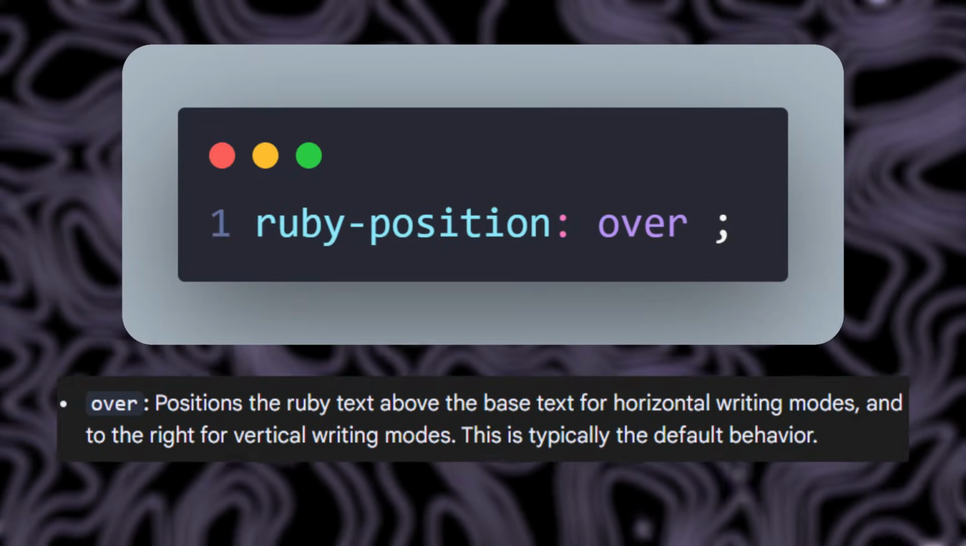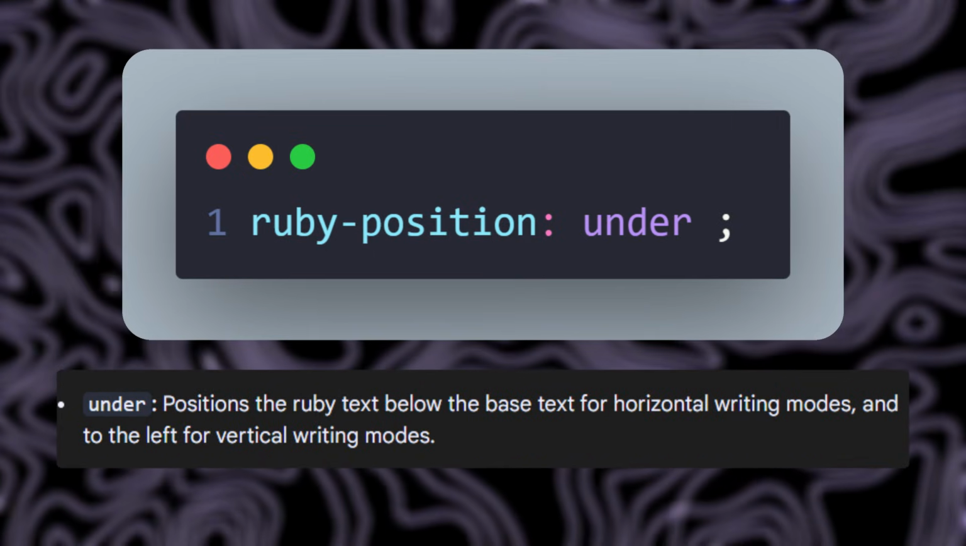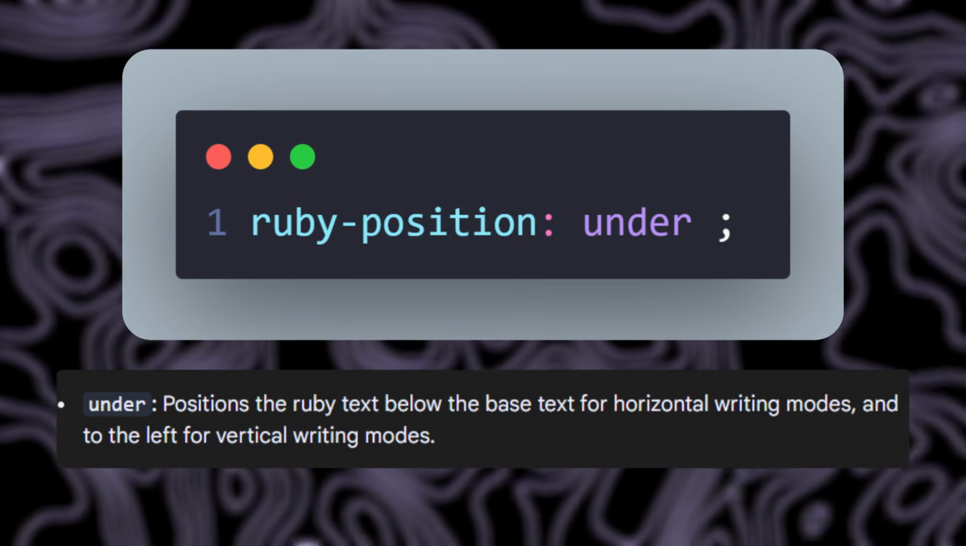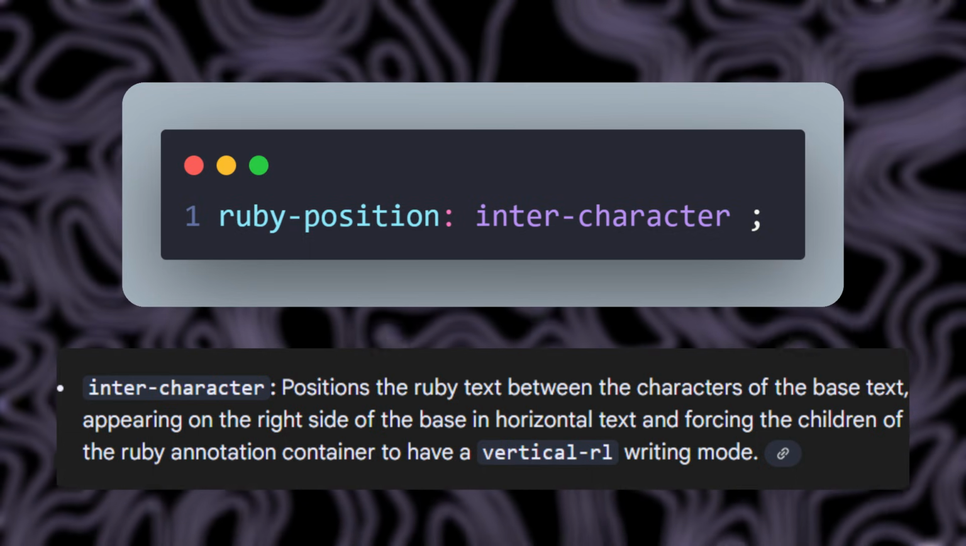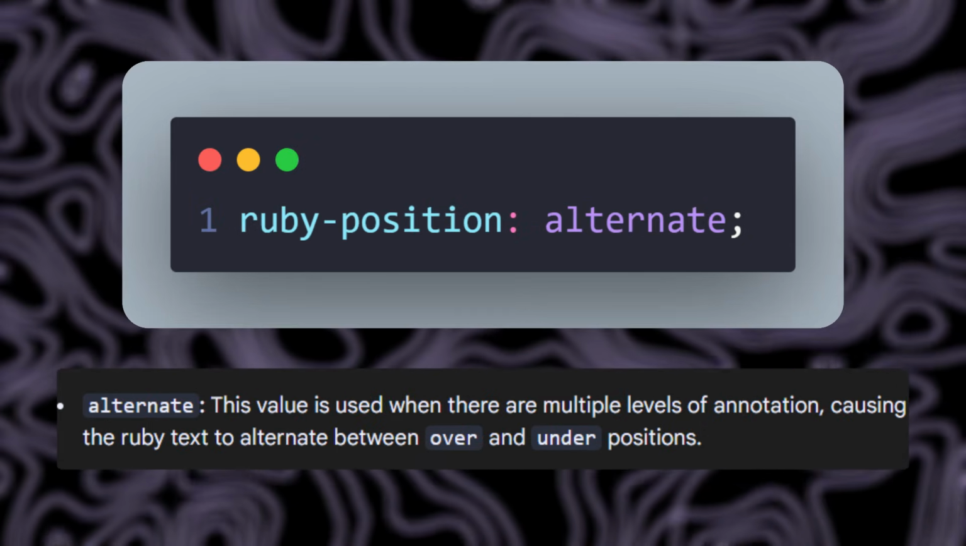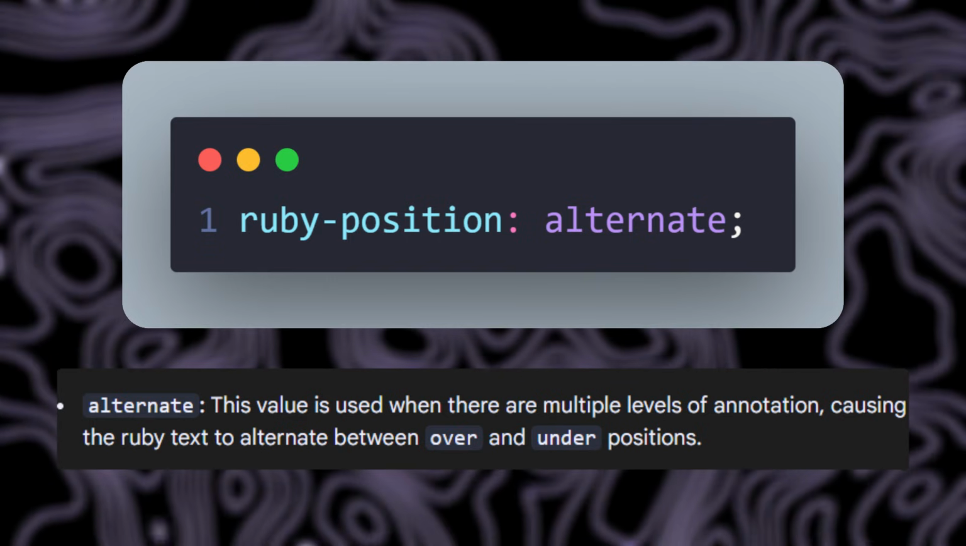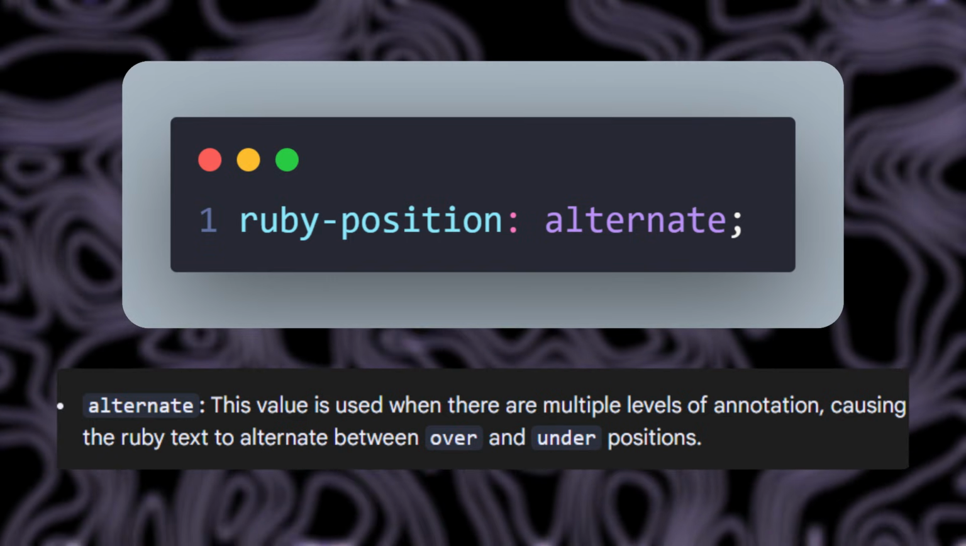Over, the annotation appears above the base text. Under, the annotation goes below the base text. Intercharacter, the annotation is placed to the side of each character, which is especially useful for vertical writing. Alternate, the browser decides whether to place annotations above or below, depending on language or writing mode.